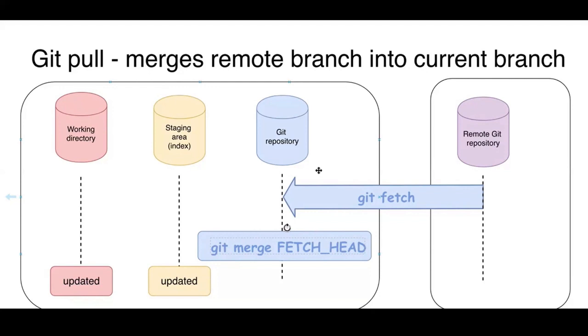In my previous session, I told you that git pull is basically nothing but git fetch plus git merge. What does the git fetch command do? It fetches all the required information like branches and commits from the remote Git repository to the local Git repository. Fetching is only taking the names in a well-structured format. After that, it goes to the git merge FETCH_HEAD command.